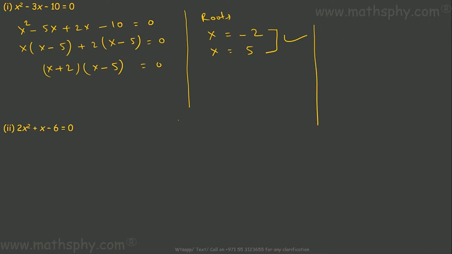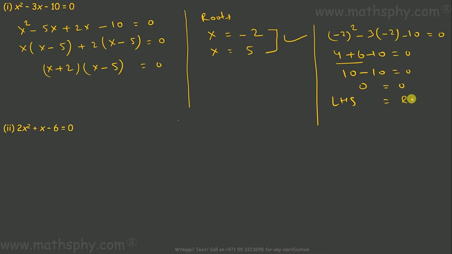x squared, let's take x as negative 2. So negative 2 whole squared minus 3 into negative 2 minus 10 equals 0. Negative 2 whole squared gives you 4. Negative 3 into negative 2 gives you positive 6, minus 10 equals 0. 4 plus 6 is 10, 10 minus 10 is 0. 0 equals 0. So this is our left hand side equals our right hand side.